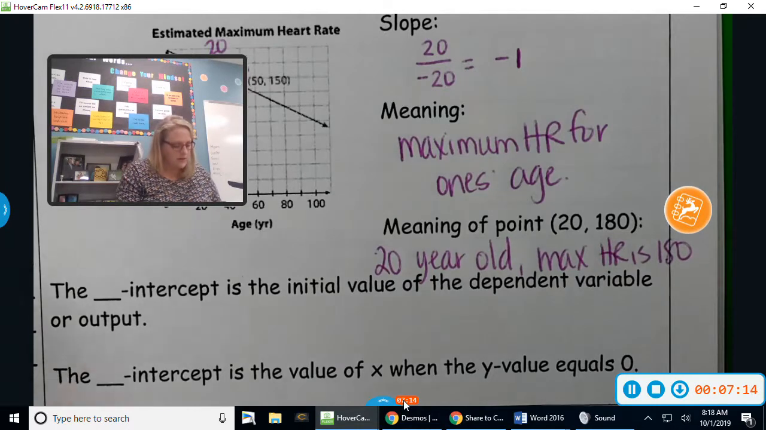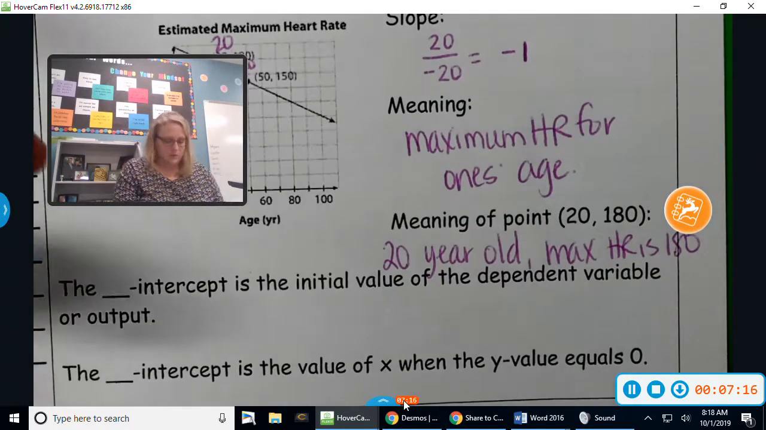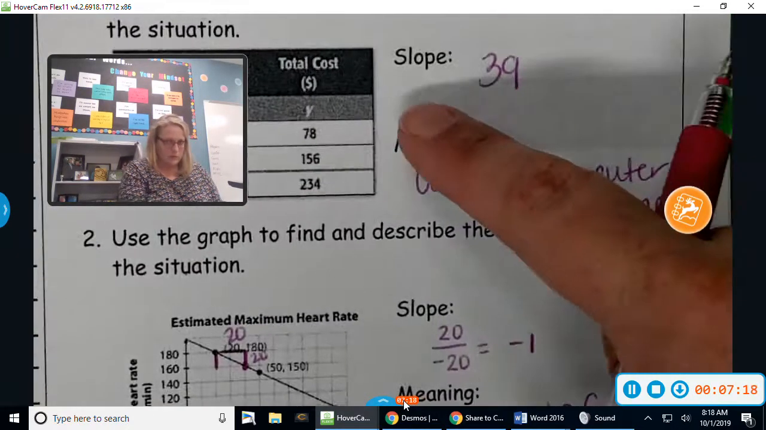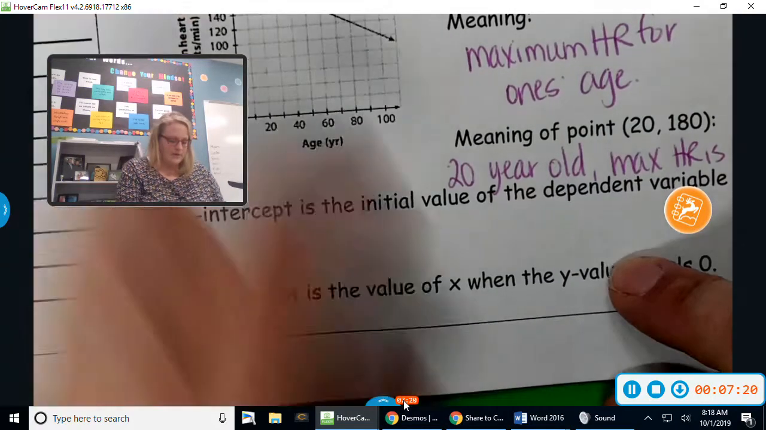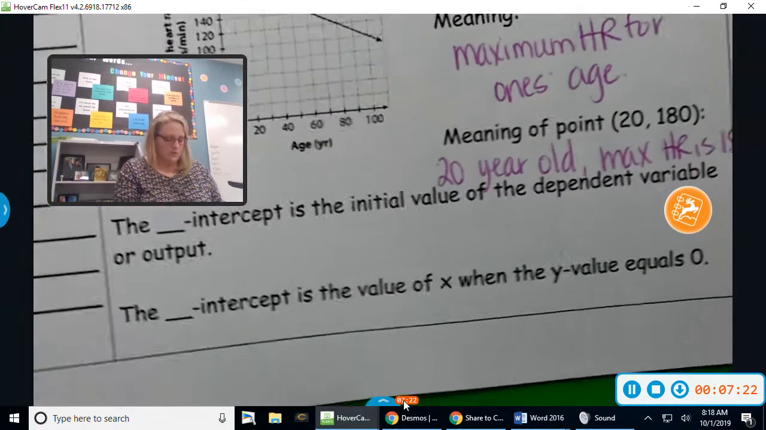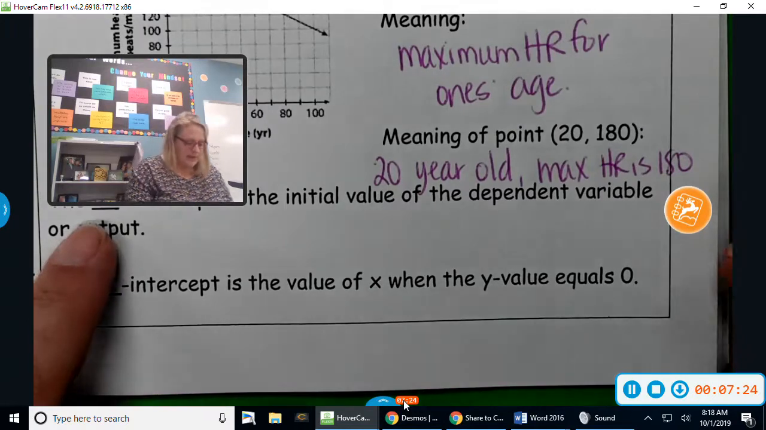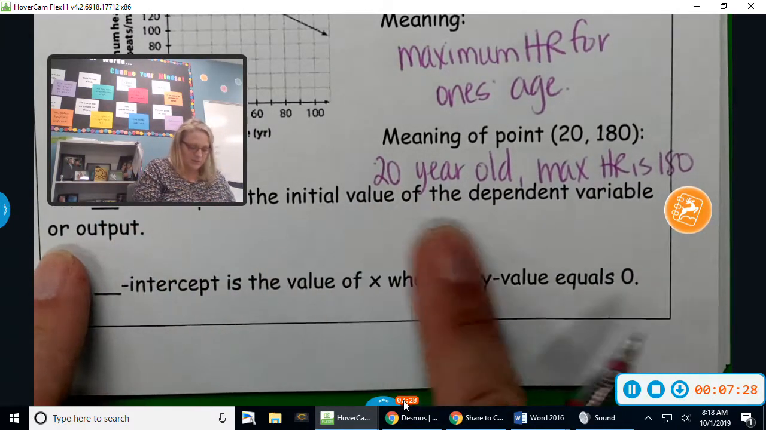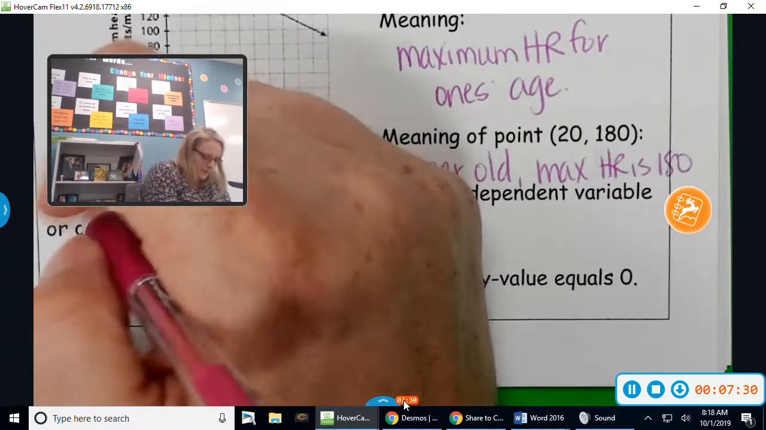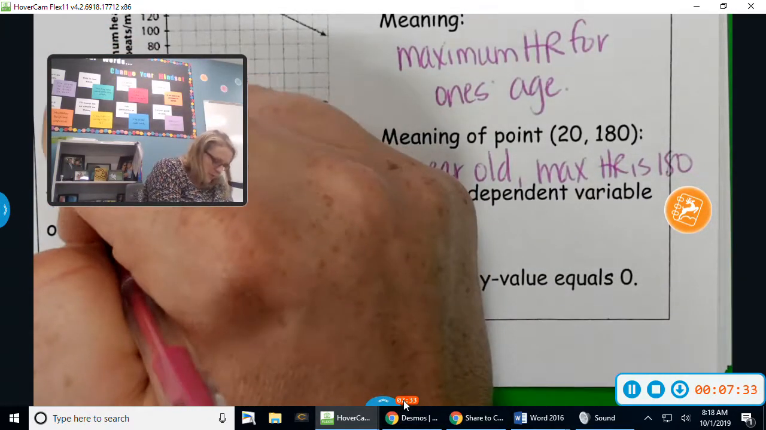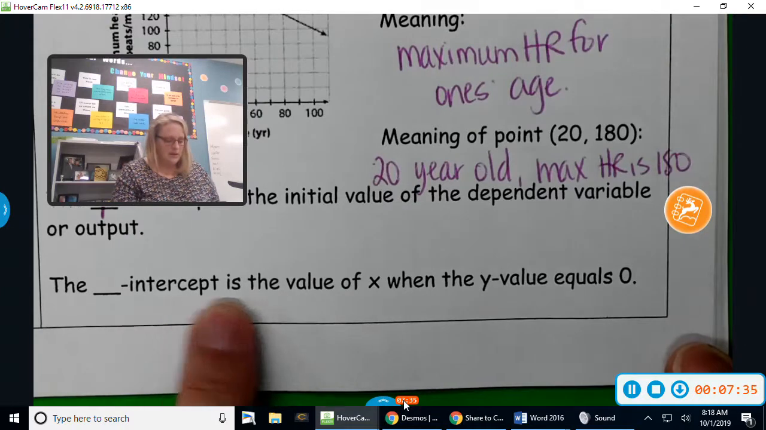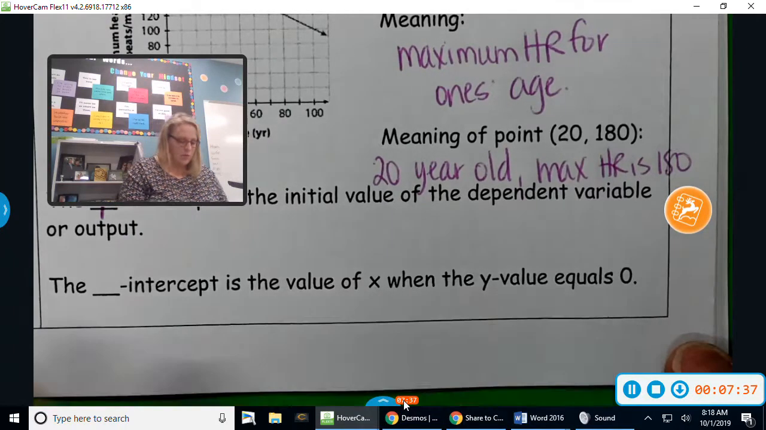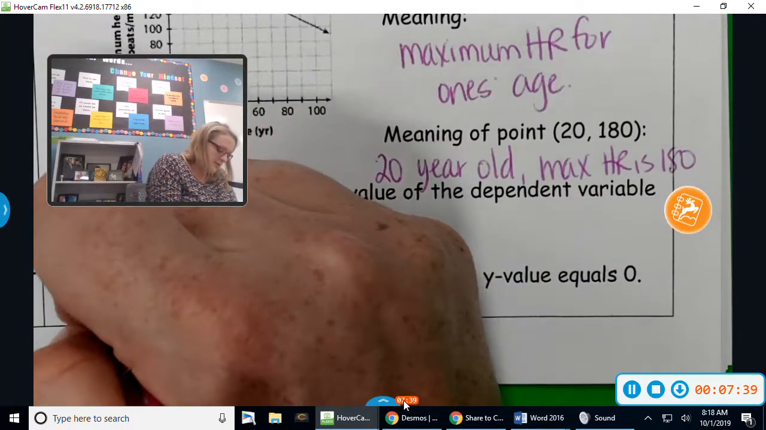All right, now let's talk about intercepts. So that's slope. So again, you can use Desmos for tables. For these, you can count the slope. So the blank intercept is the initial value of the dependent variable or output. So whenever I'm talking about output, that's my y. The blank intercept is the value of x when the y value equals 0, so that's the x-intercept.